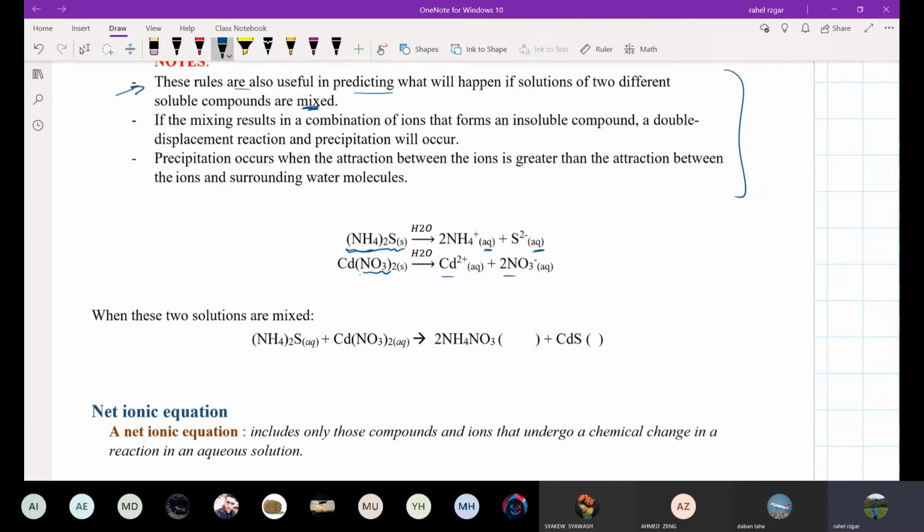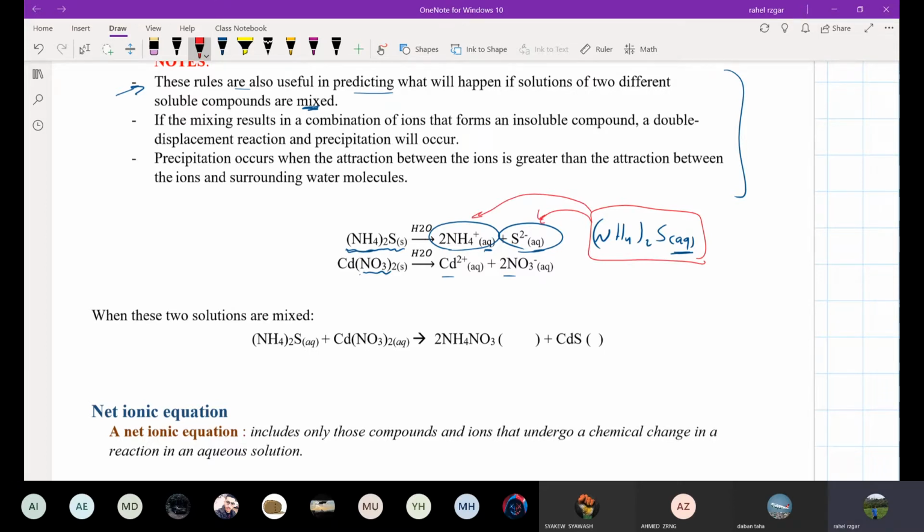So from now on, instead of always writing the ions separately, we can do this. Everyone, please pay attention. We can do this. We can write NH4 by 2 and S aqueous. If you see this aqueous, you can directly think that then this ammonium, this solution is already what?